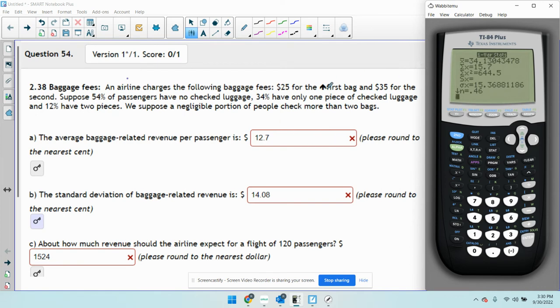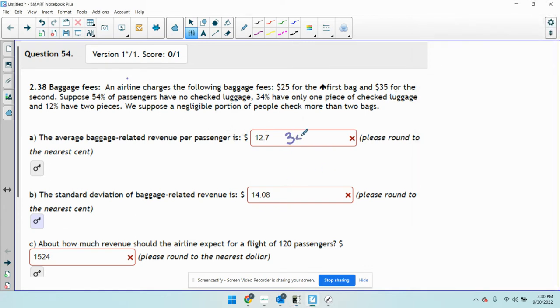So the first thing I'm going to look at is the average baggage revenue per passenger, which is 34.13. You could have found that by taking 25 times 34% plus, not 35, plus 60 times 12%. And you would have gotten a total of 34.13 on average for each passenger.